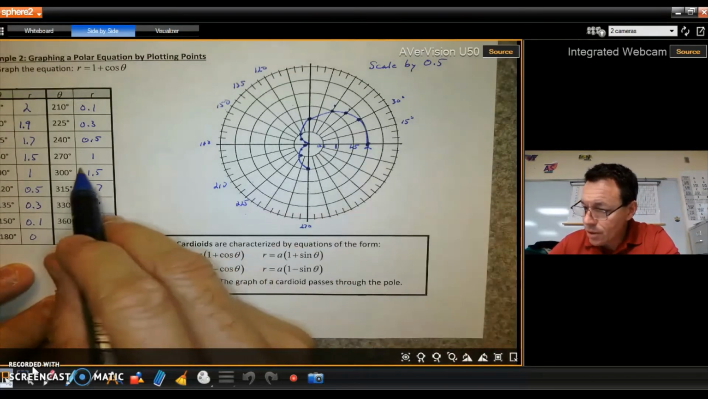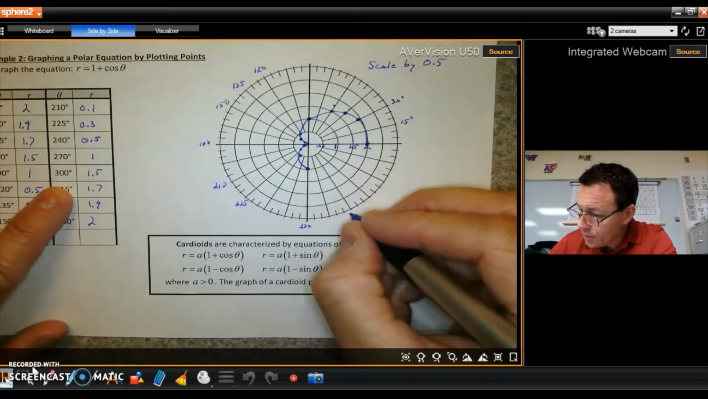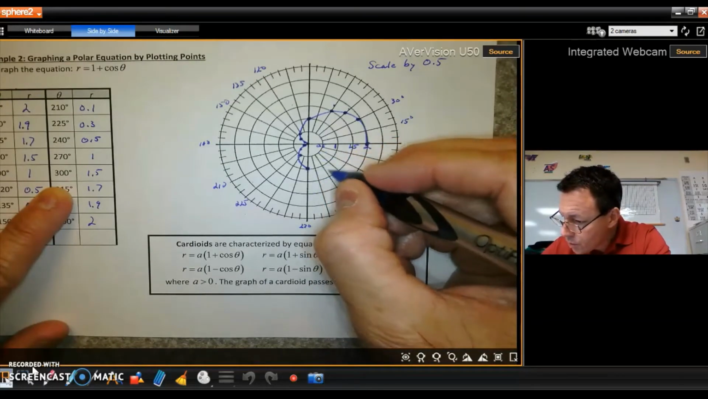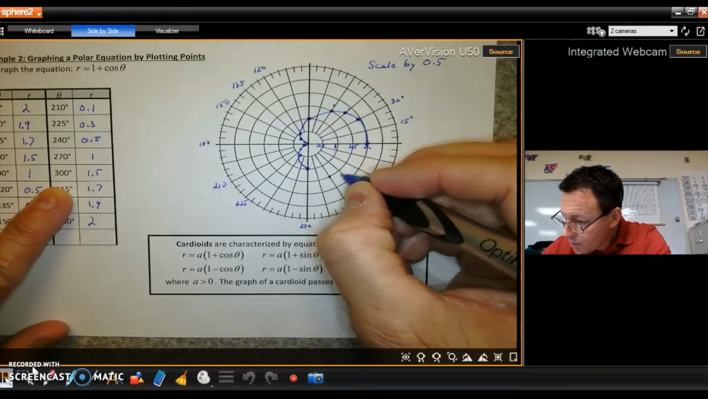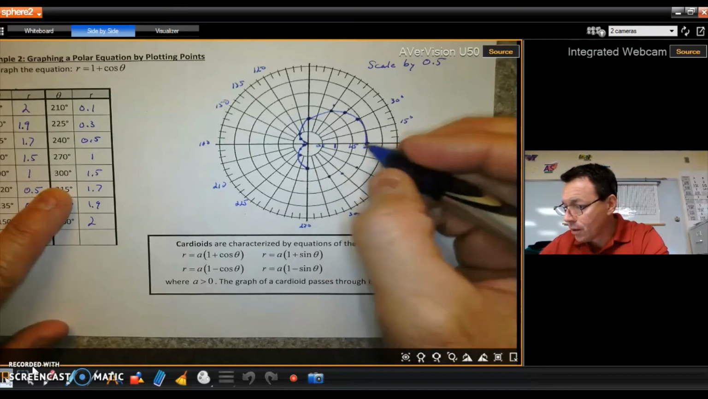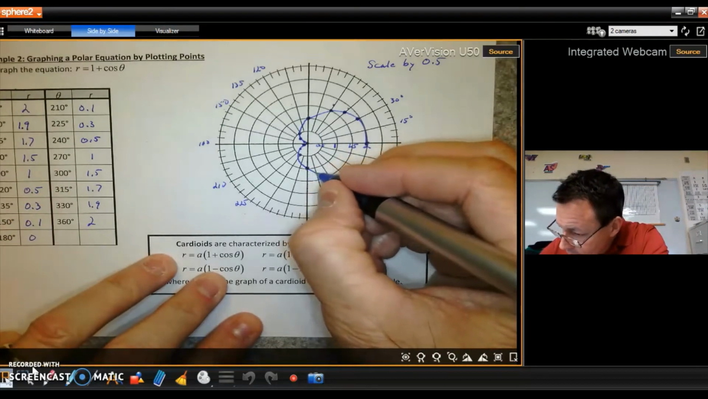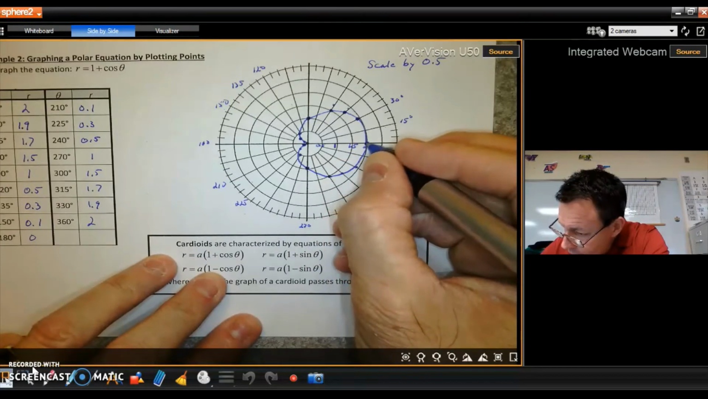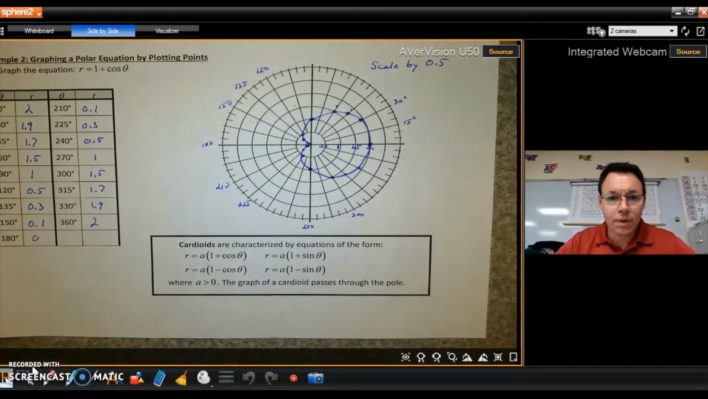We've got to connect these. So this was 1. 300, which is here, is 1.5. So there's 1.5. And then I should be at 1.7, 1.9, and then back around to 2. So I need to connect these. And that is our graph.